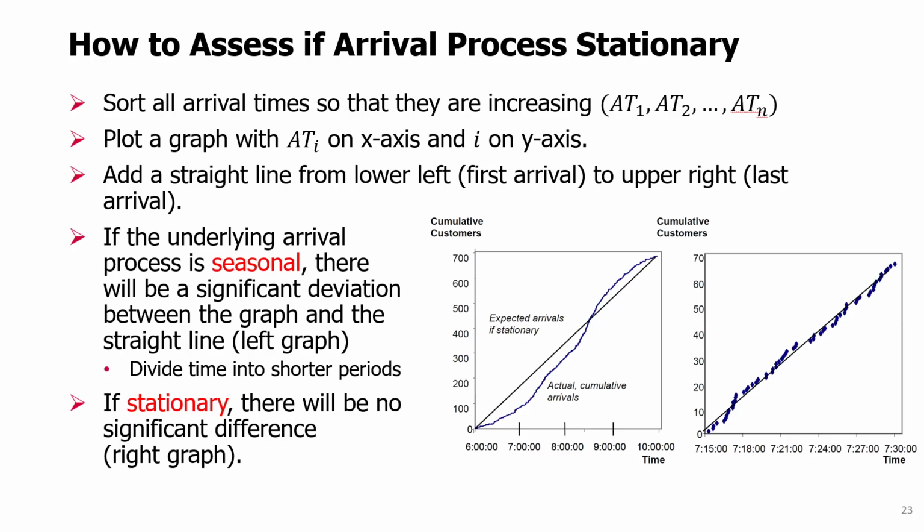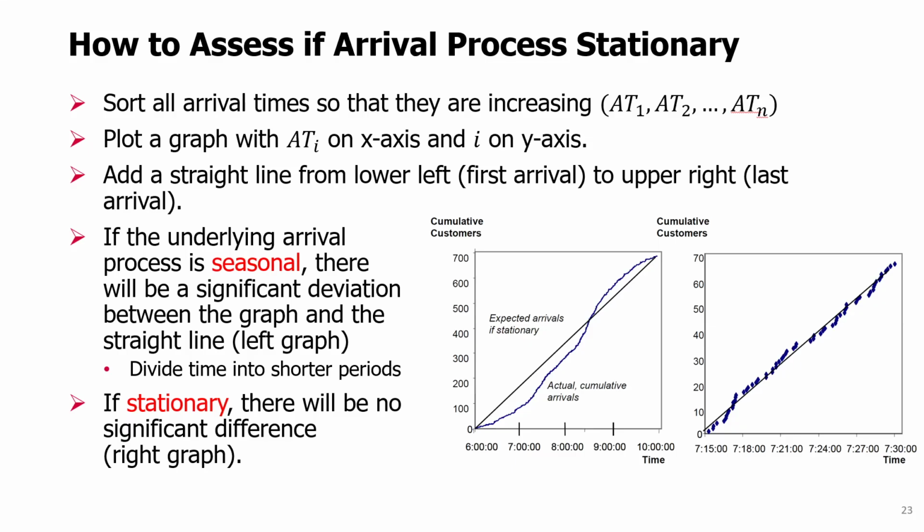Verifying that the arrival process is stationary and inter-arrival times are exponentially distributed. If we want to analyze a process for data that we collected based on some real-life case, we might have arrival data, and we might want to make sure that we have a stationary process and that we have exponential inter-arrival times. So how can we do this?